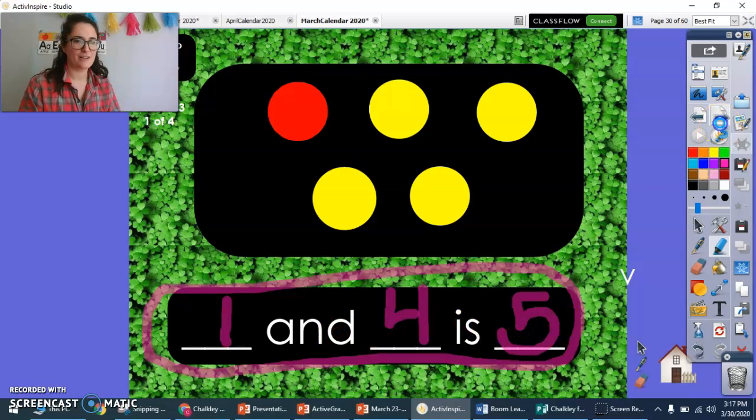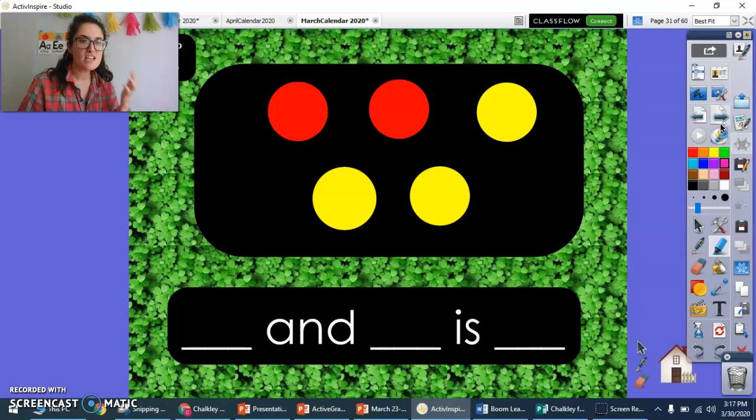All right, our next question. Another one. Here we have how many red dots and how many yellow dots. So go ahead and get that sentence down. Did you get your sentence down yet? Touch your nose if you're done. Good job. All right. If you are not ready, you are welcome to push pause, but I'm going to get rolling with this. So I'm going to start with my red dots. How many red dots do I see?